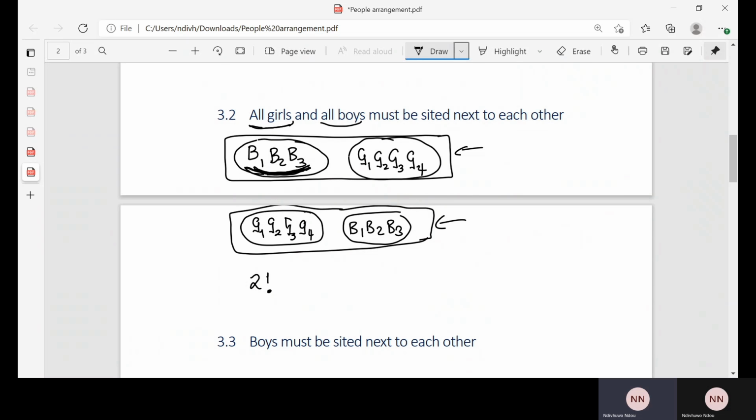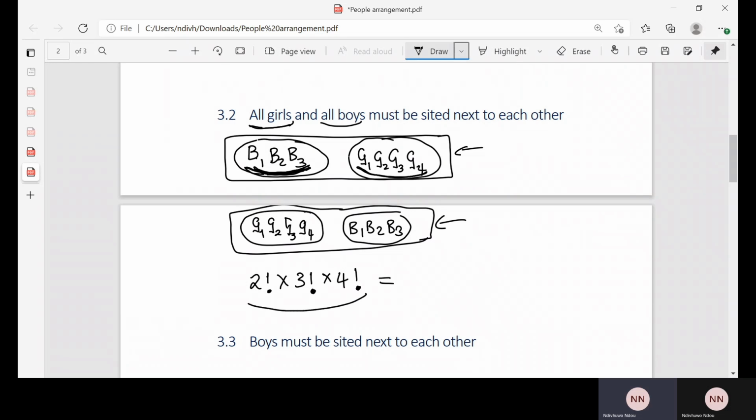So we just count how many boys are there, then the total number of arrangements is the factorial of that number. So we have 1, 2, 3. So inside, the boys can be arranged in 3 factorial ways. Also, inside, the girls can sit in different ways. How many are there? 1, 2, 3, 4. They can also be arranged in 4 factorial ways.